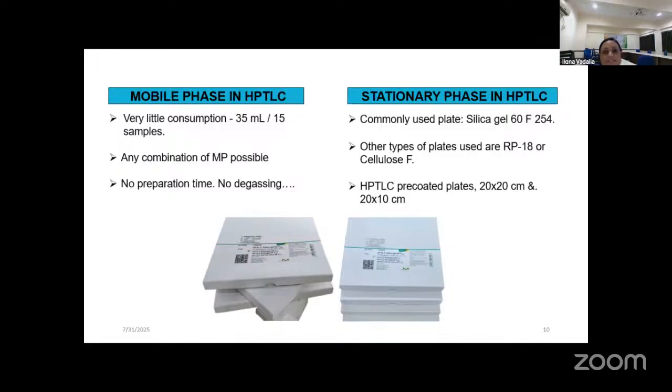Then stationary phase, there are different types of stationary phase available in the market. Commonly we are using the silica gel 60 F254. This is the common plate. 80 or 90% of analyses are done with this type of plate. But nowadays reverse phase plates are also available in the market. And two types of plate are available: glass coated and aluminum coated plate. And different sizes are also available: 10 by 10, 20 by 10, 5 by 10.